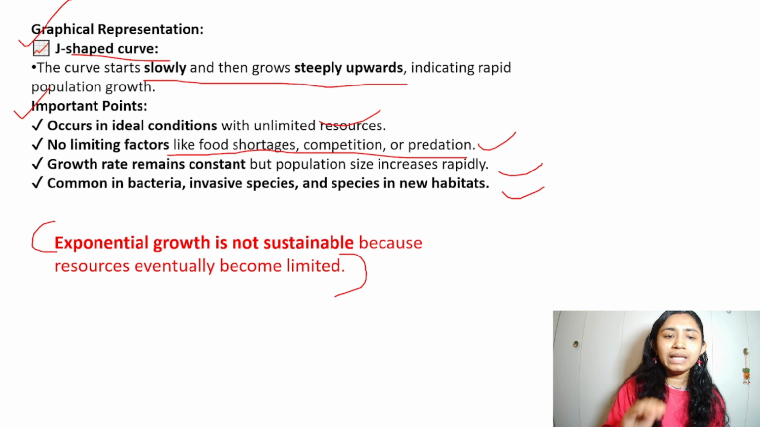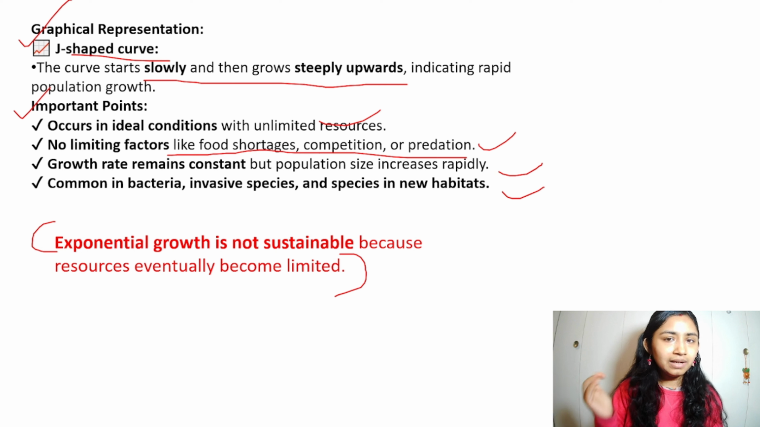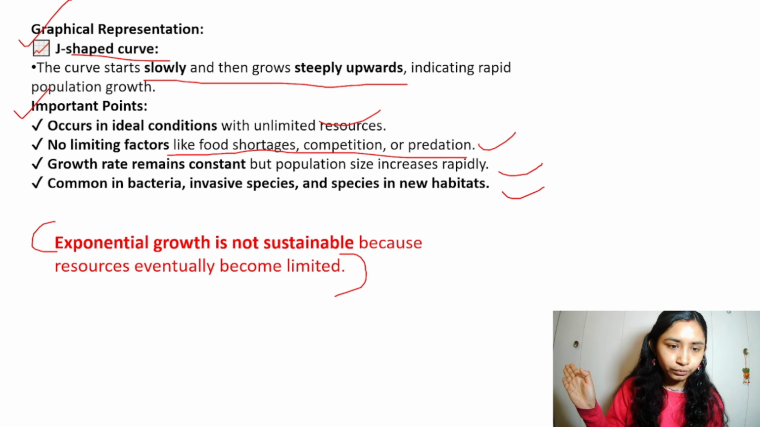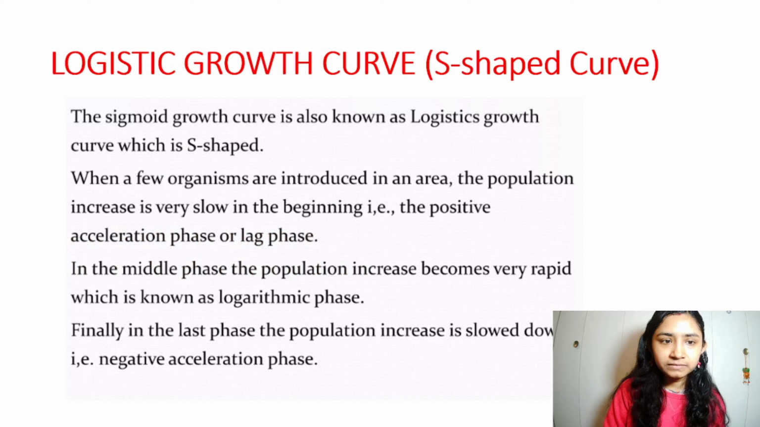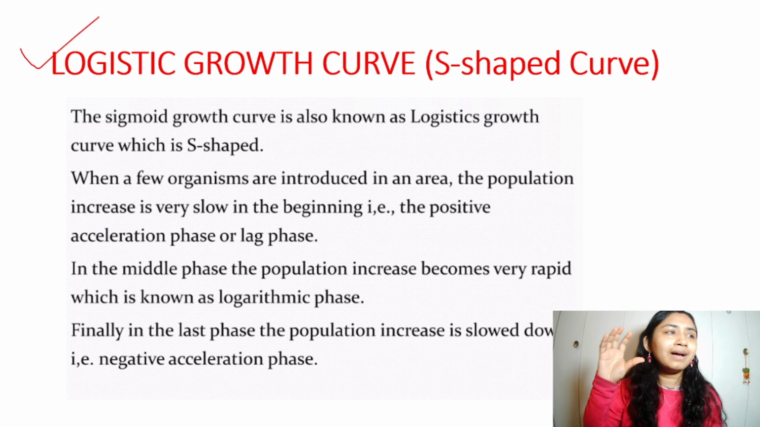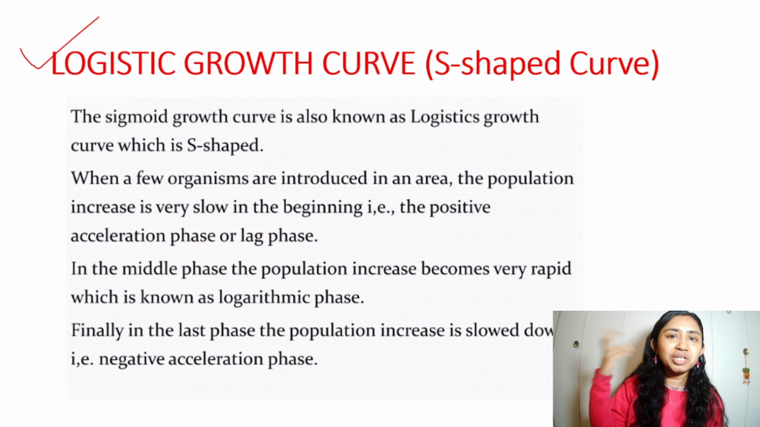This will only happen in an ideal situation, and an ideal situation is not a practical situation. There is no ideal condition in the world where resources are unlimited, so it's not sustainable growth. Now coming to logistic growth, which is more realistic. Exponential growth under ideal conditions is somewhat superficial and not realistic, but logistic growth is very realistic.